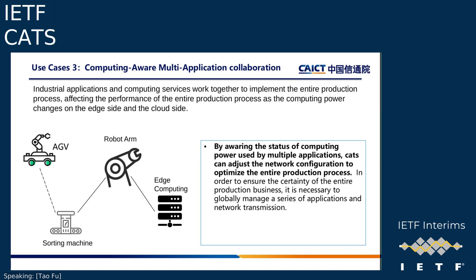The third use case is about computing-aware multi-application collaboration. Industrial applications and computing services work together to implement the entire production process, affecting the performance of the entire production process as the computing power changes on the edge side and the cloud side. By varying the status of computing power used by multiple applications, CAS can adjust the network configuration to optimize the entire production process in order to ensure the certainty of the entire production business. It is necessary to globally manage a series of applications and network transmission.